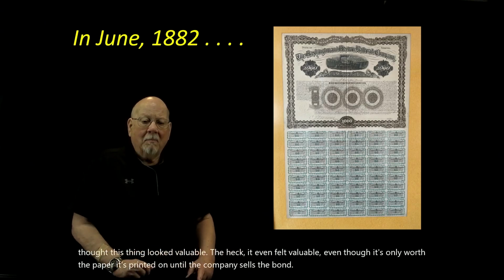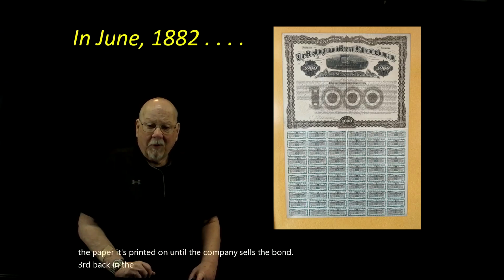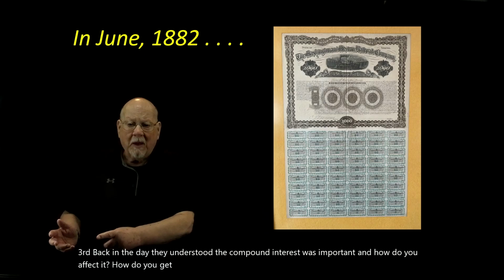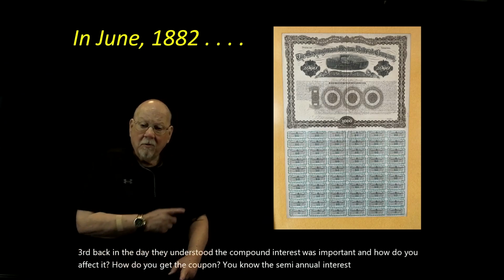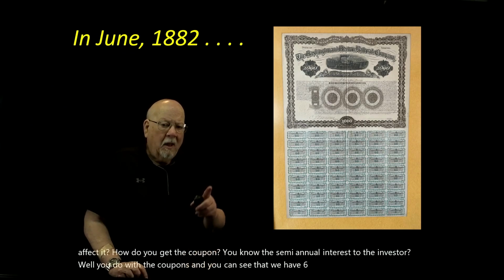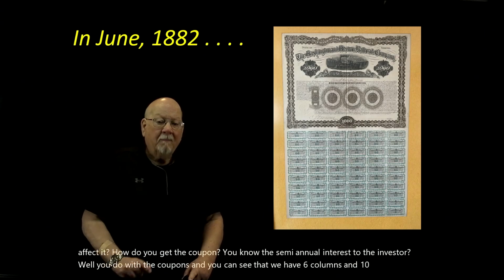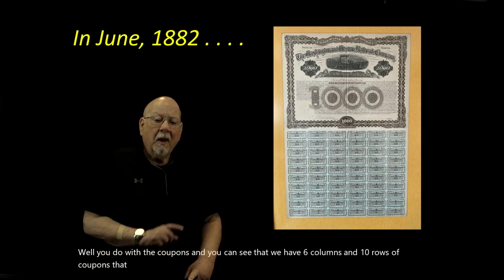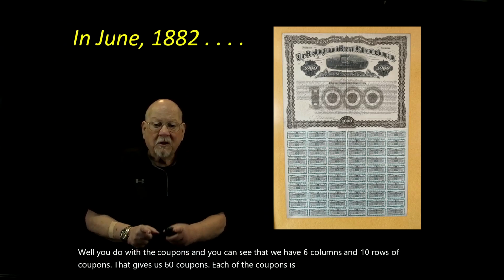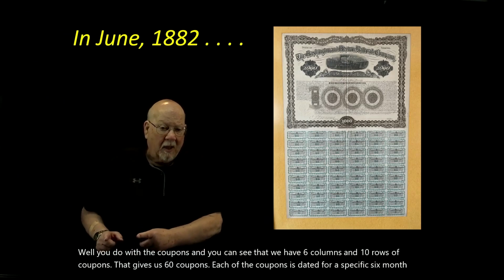Third, back in the day, they understood that compound interest was important. And how do you affect it? How do you get the coupon, the semi-annual interest to the investor? Well, you do it with the coupons. And you can see that we have 6 columns and 10 rows of coupons. That gives us 60 coupons. Each of the coupons is dated for a specific 6-month period in that bond's life.